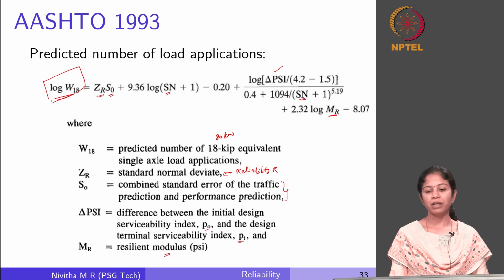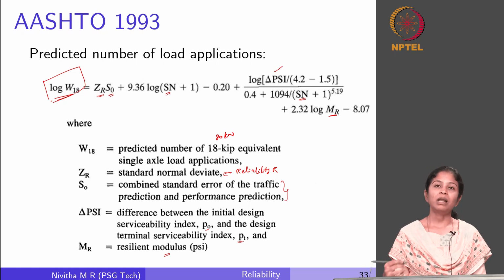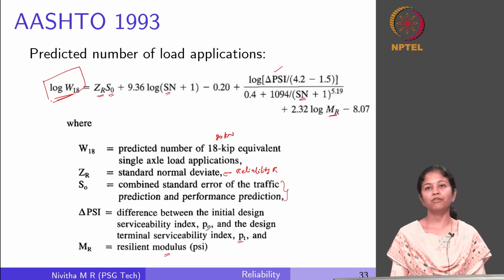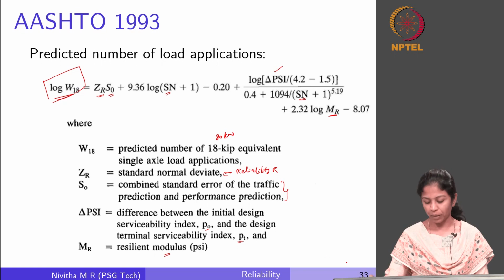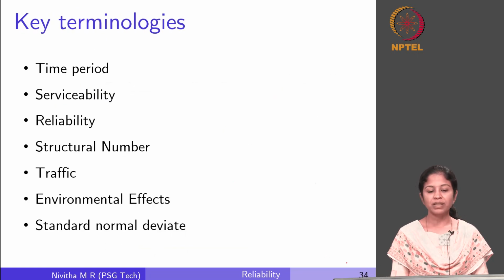We have a similar equation to compute the allowable number or the maximum number of load repetitions. So, obviously a ratio of these two is going to tell us whether the pavement has sufficient load carrying capacity, right. But before moving on to such comparisons, let us define all these parameters which are given in this equation one by one. So, these are the key terminologies that I am going to discuss.